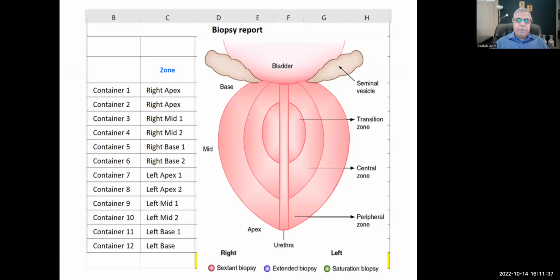So here is a biopsy report I've compiled from somewhere on the internet. They had 12 biopsies. The pathologist received 12 containers with 12 cores, and they were obtained from the apex, mid zone, and base. This is the base, this is the mid zone, this is the apex. So from the right side, he took 2 core biopsies from the apex, 2 core biopsies from the right mid zone, 2 core biopsies from the base, and the same from the left side: apex, mid zone, and base.